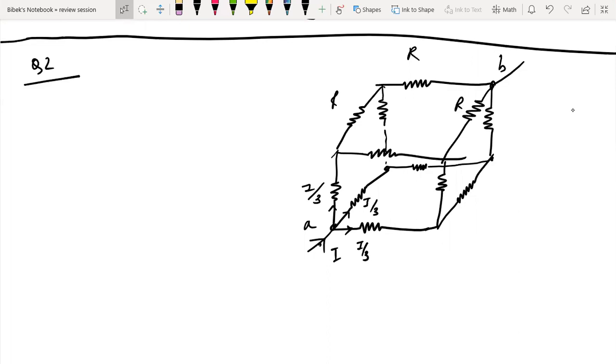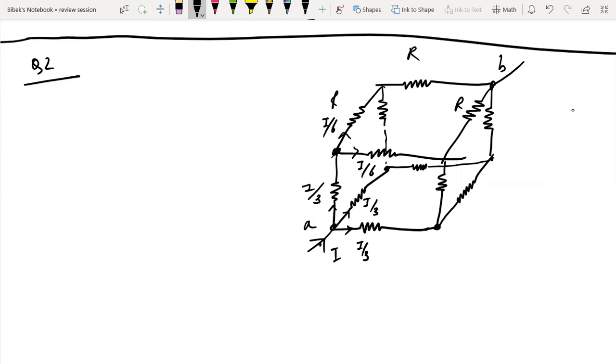Now this I over 3 current goes to this point, and it will be further divided into two branches. Here is one branch, here is the other branch. So I over 3 will now be divided by half, that is I over 6 and I over 6. And now this I over 3 goes here, and this I over 6 comes from here.